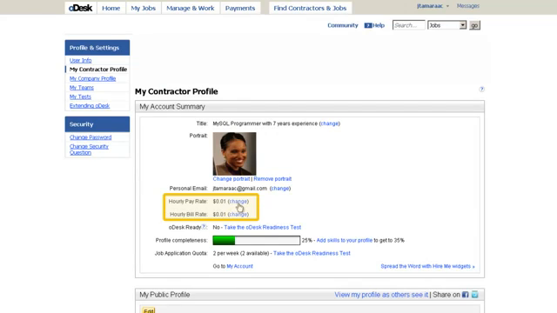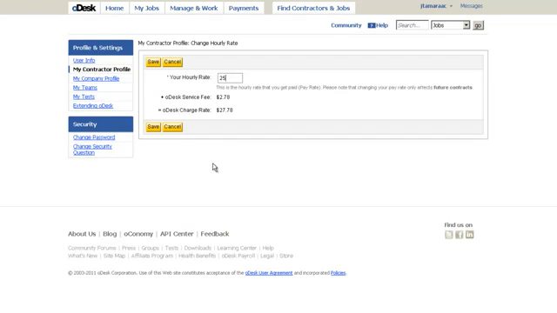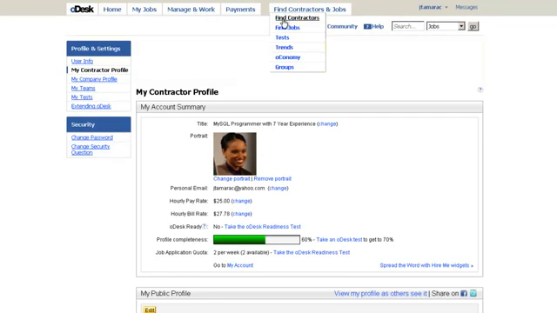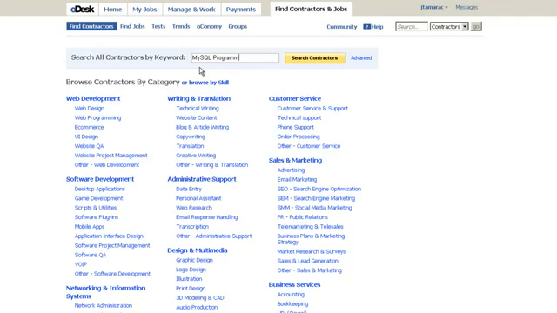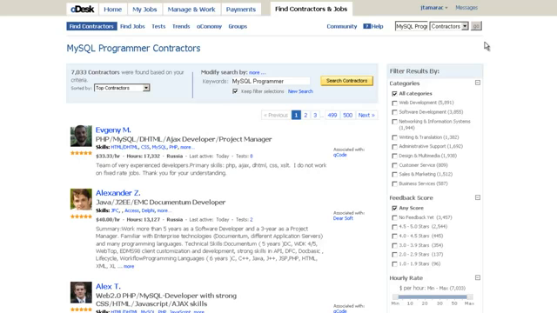Hourly pay rate. It is important that you set the right rate for your experience, location, and specialty. Take some time to explore oDesk for other contractors with similar backgrounds to get a sense of the ideal market rate.